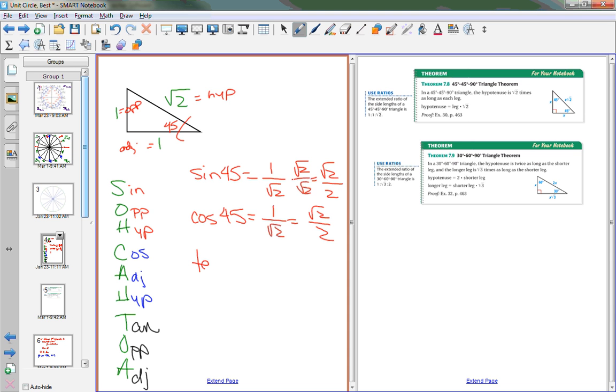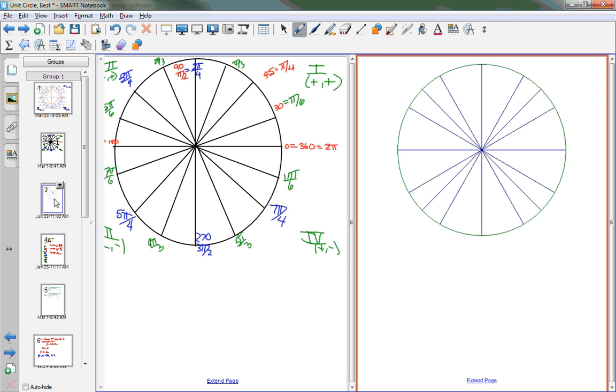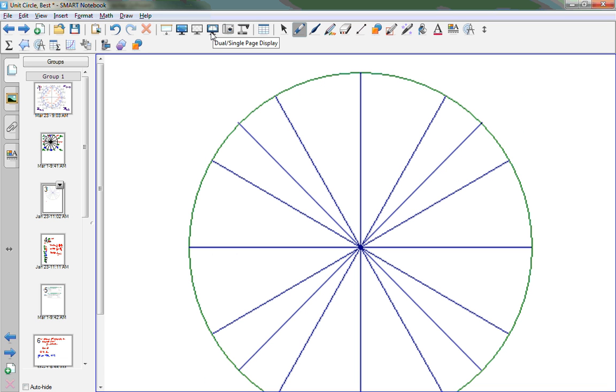Now what would the tangent be of 45? Tangent of 45 is going to be your opposite leg over your adjacent leg. So what's your opposite leg over your adjacent leg? To give you a tangent of 45 degrees being 1. Now what am I going to do with that information? I'm going to go right back to my circle. Okay? And this is your 45 degrees, right?